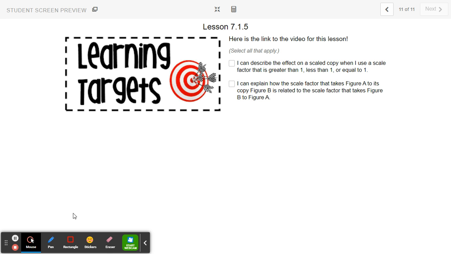So let's check those learning targets again. Let's make sure we hit everything. I can describe the effect on a scale copy when I use a scale factor that's greater than 1. Remember, that makes your original get bigger. If the scale factor is less than 1, it makes the original get smaller. And if it's equal to 1, it's going to stay the exact same size. We also can explain how the scale factor takes a figure A to copy B and how that's related if we go backwards and do figure B to figure A. And remember, it's just going to be the reciprocal of whatever that factor was, the original scale factor. And that is lesson 5.